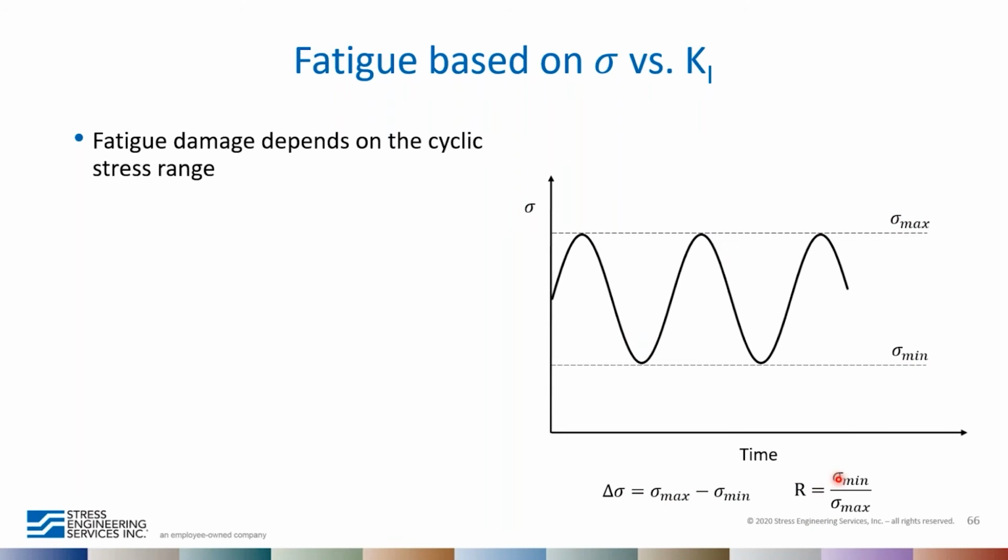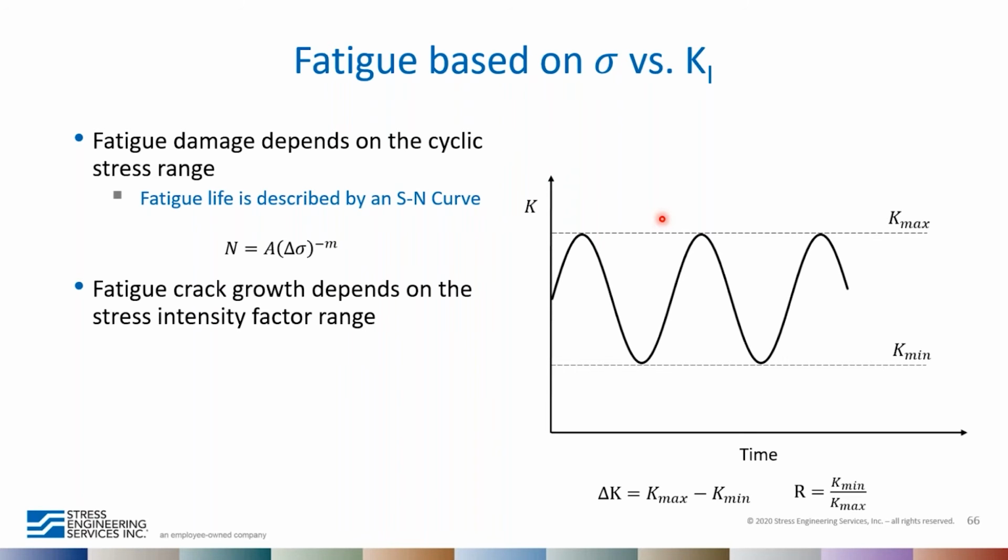There's also the concept of the R ratio, which is the ratio of the minimum to the maximum, and gives an indication of whether the cycling is occurring at high stress values, that would be a high R ratio, or at lower stress values. We're probably very familiar with fatigue life being described using an SN curve. If we think about fracture mechanics, the analogy is that, instead of stresses, we have the stress intensity factor. The same cycles result in a minimum and a maximum K value. The crack growth depends on delta K, which is the difference between those two. And we also have an R ratio there as well.